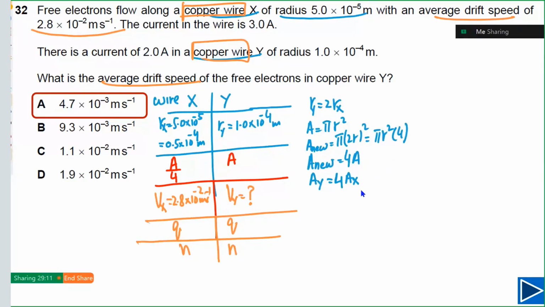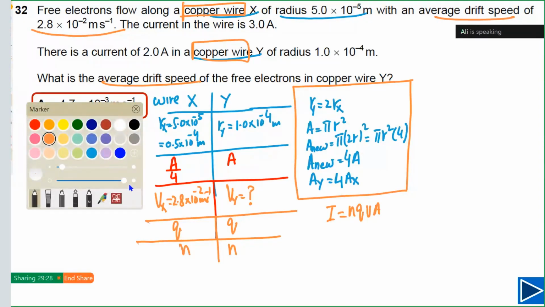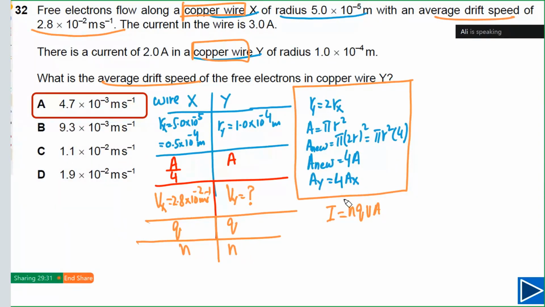Now let's go back to the transport equation. I is equal to NQVA. You need to understand which quantities are the same for X and for Y. In this case, you can also see the current is given to us. Let me write down the value of I as well. I for wire X is given: Ix is 3.0 amps. And Iy is given: Iy is equal to 2.0 amps.